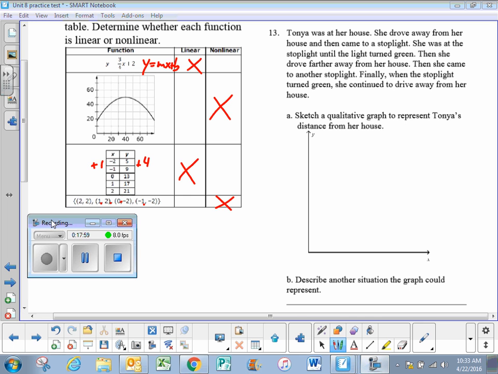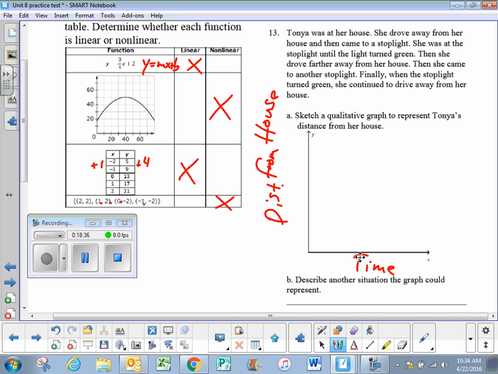Tanya drove away from her house. So what are my two variables here? What are my two variables? Nope, stop speed. Time and what? Nope. Distance from house. Distance from house. Good. Okay. So when she starts out, how far is she from her house? She's at her house, right? She's right here. Okay. So what does she do?